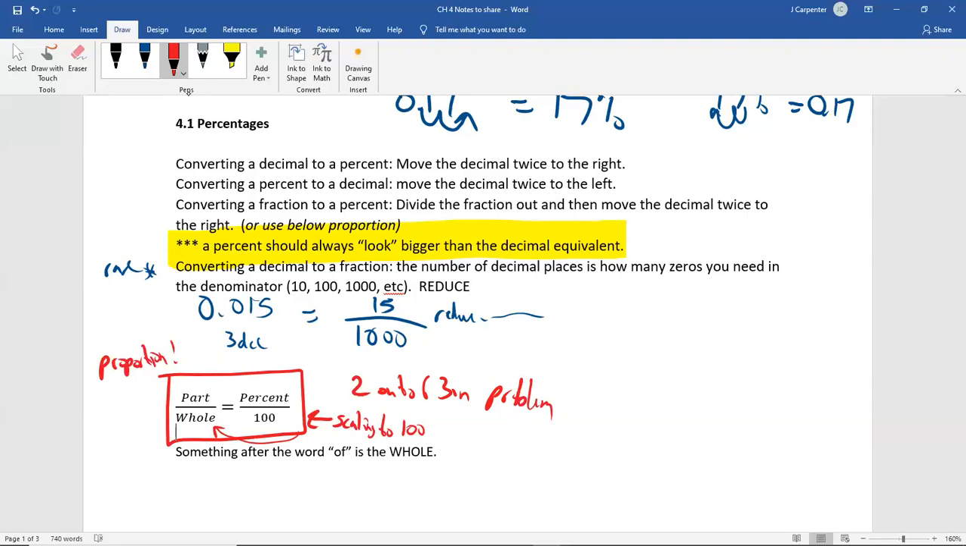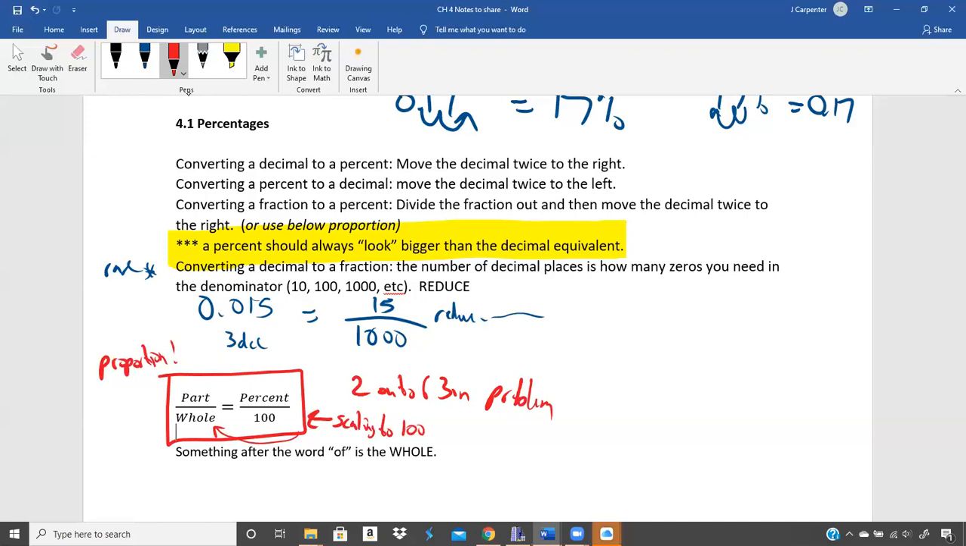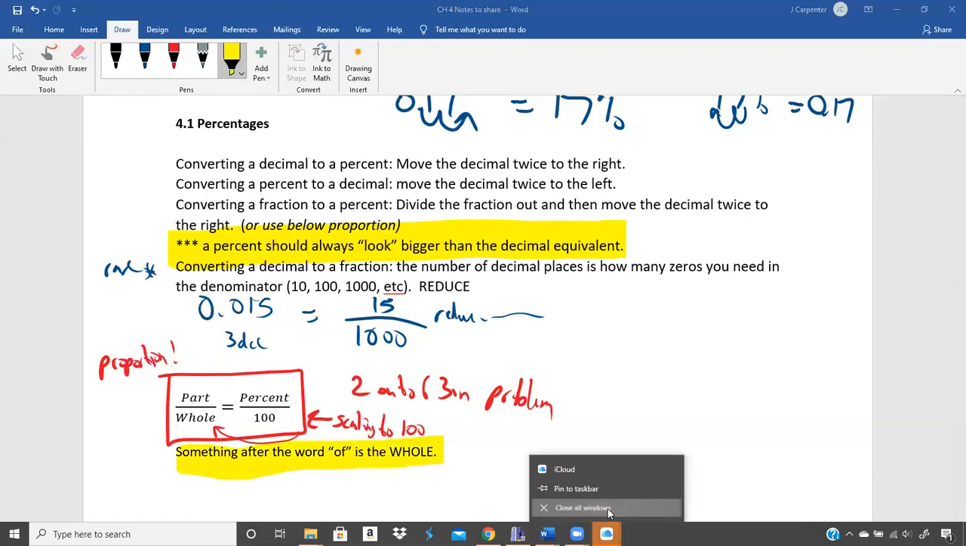But another clue that you can usually find in the phrasing is you'll see the word of somewhere. And anytime you see the word of, the thing that comes after it is the whole. So this is just something that I suggest you memorize, because if you have a hard time really cluing out that context, then that would help you.